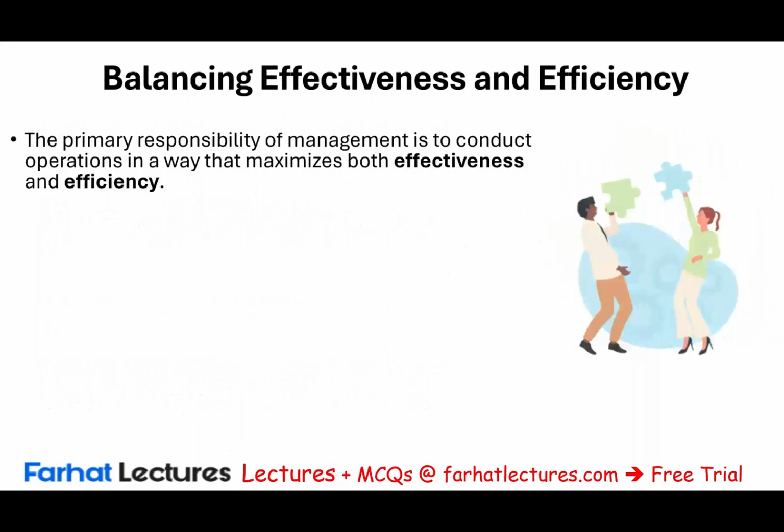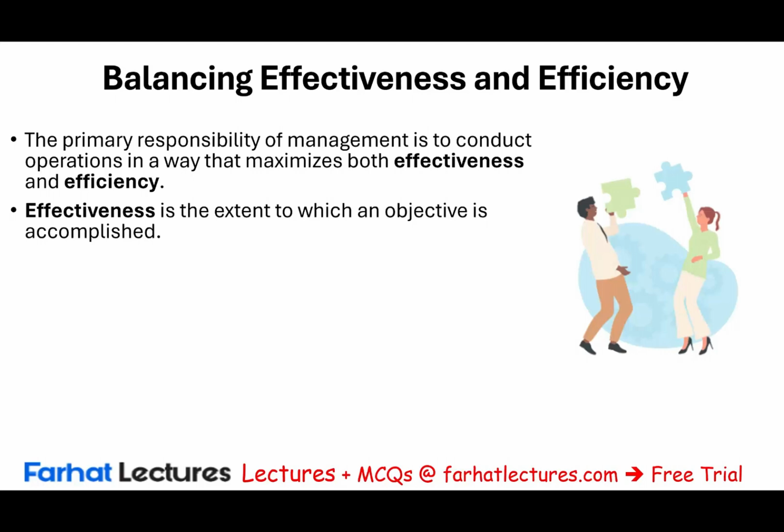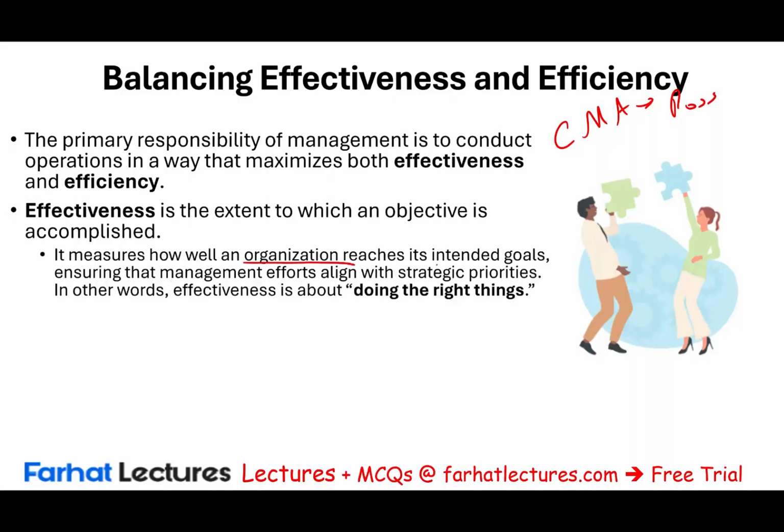Also, management will have to balance between effectiveness and efficiency, because that's the primary responsibility. And we need to know what is efficiency and what is effectiveness. What are those terms? Effectiveness is the extent to which an objective is accomplished. We have to be effective. For example, if you're studying for the CMA exam, you want to pass. If you pass, you are effective because you achieved your goal. It measures how well an organization reached its intended goals, ensuring that management effort aligns with strategic priorities. Simply put, doing the right things, achieving the goal, passing the CMA exam.